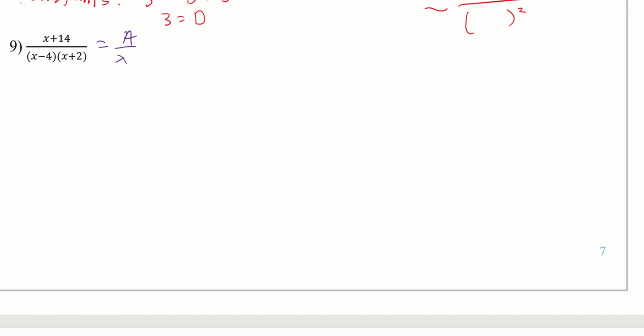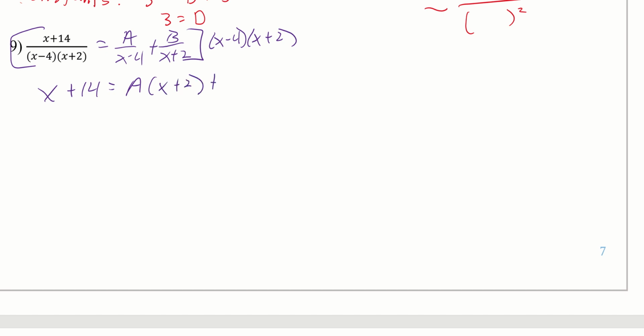This would be a over x minus 4 plus b over x plus 2 multiplied by the common denominator, x minus 4, x plus 2. We are left with x plus 14 is equal to a times the other factor, x plus 2, plus b, the other factor, x minus 4. If x is equal to -2, that gets rid of the a. So -2 plus 14 is equal to 12. So 12, that goes away, and then we have b, -2 minus 4 gives me -6. So b is equal to -2.